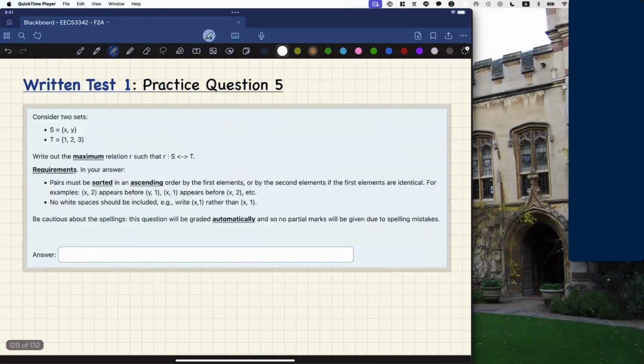Number 5. For number 5, this one is also testing some basic knowledge here. So we got two sets S and T. And what is the maximum relation basically? So R is a member of the power set of S cross T. And if you recall, what will be the interpretation for this one here? It will be the set of all possible.